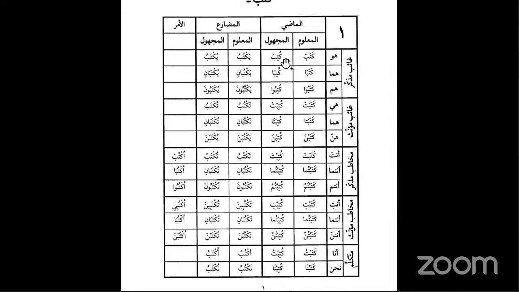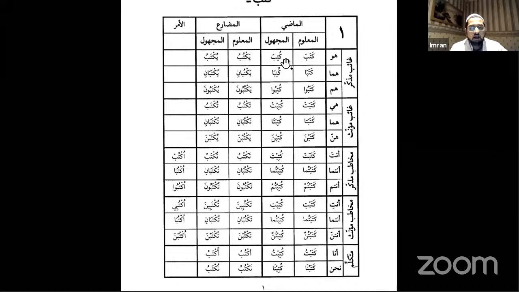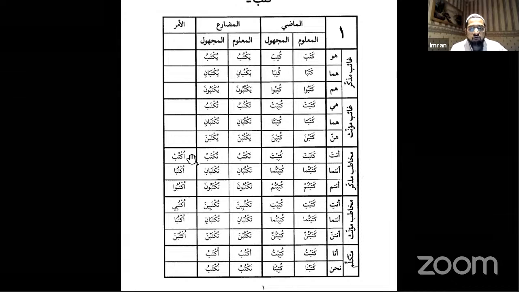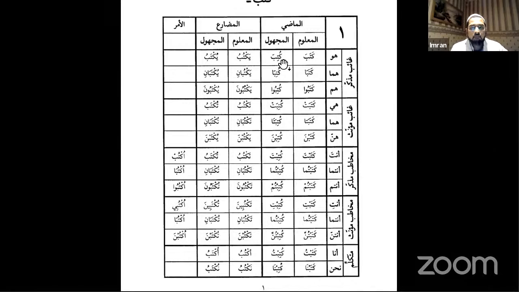So kutiba is the pattern. Any 3-letter verb, if you want to make the past tense majhul, will be on the pattern of fu'ila. I'll conjugate and then I'll ask Sana. Kutiba means it has been written. Kutiba, they both have been written. Kutibu, kutibat, kutibata, kutibna, kutibta, kutibtuma, kutibtum, kutibti, kutibtuma, kutibtunna, kutibtu, and kutibna, we were written.